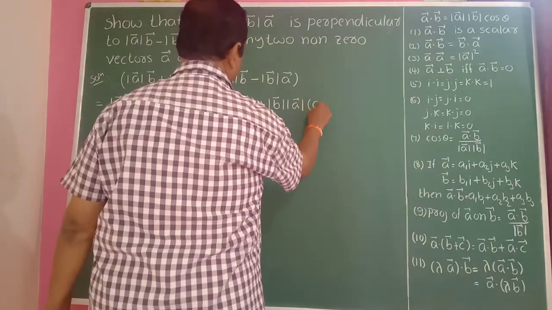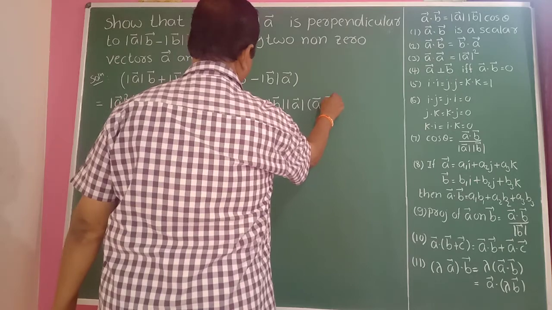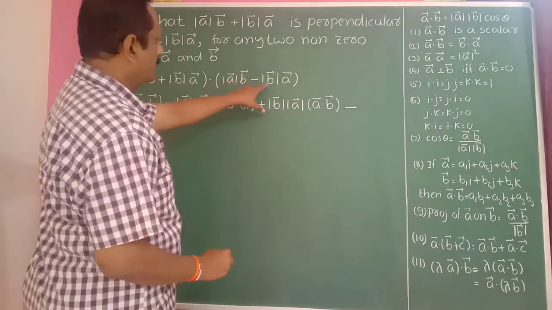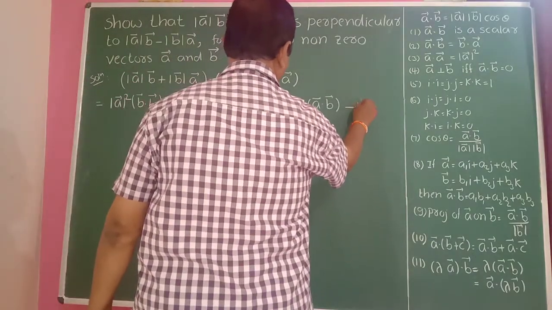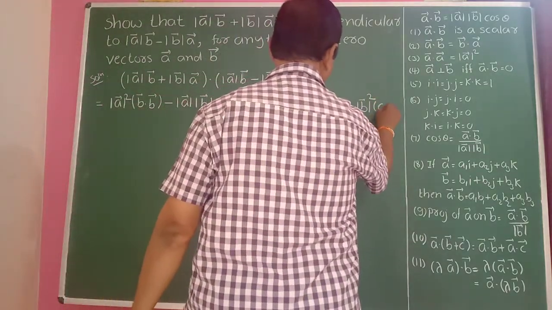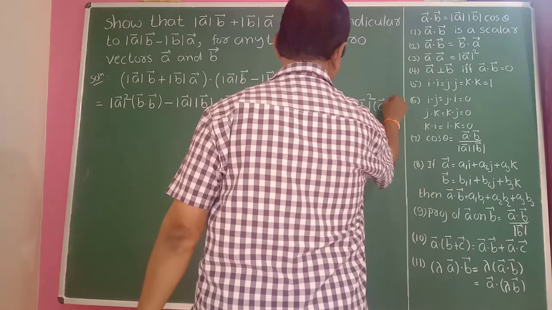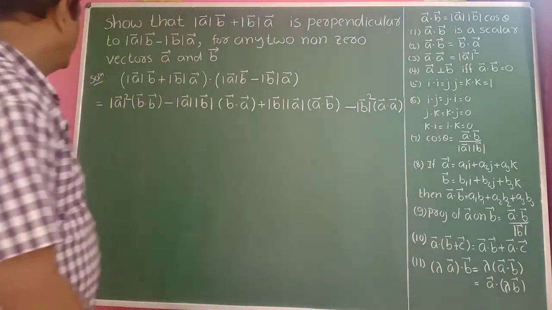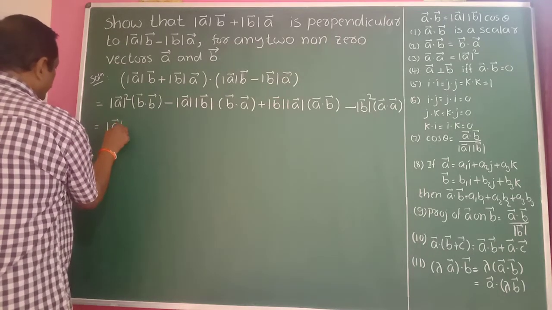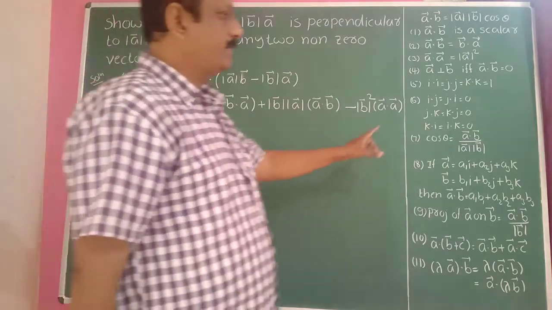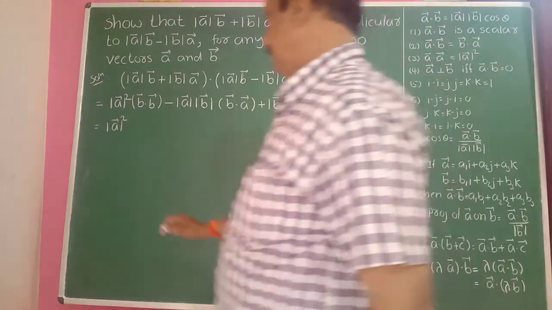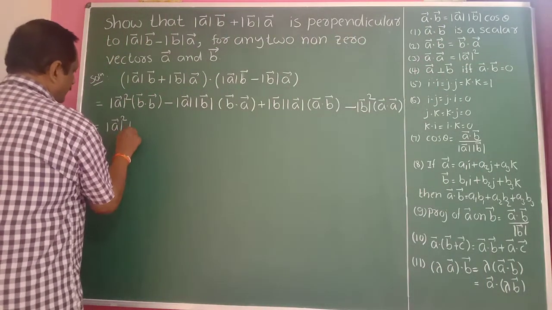So write in the bracket here a bar dot of the vector b bar, plus into minus becomes a minus here. Modulus of b bar square here. Then a bar dot a bar here. So in the bracket here, a bar dot a bar. Then this is equal to modulus of a bar square here. And you know this property here: a bar dot a bar is modulus of a bar square, b bar dot b bar is modulus of b bar square.